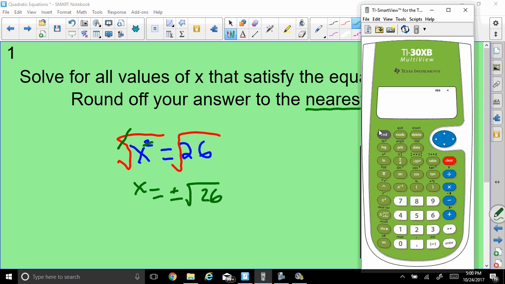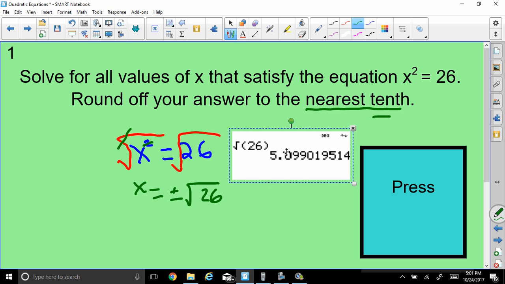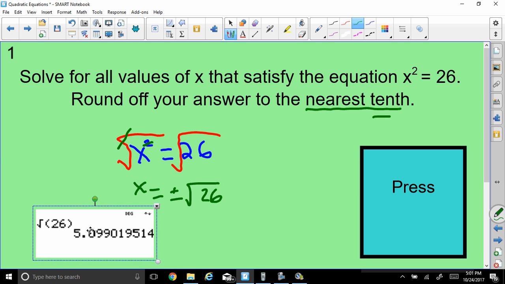Let's see, second x squared, that gives us the square root button, type 26, close your parenthesis so nothing else gets in there, press enter, and we get a big long number, 5.09, and all of that other stuff, so I'll just pull this out. So that's our answer, but it's not rounded off to the nearest tenth. If you remember, tenth is the one decimal place after the decimal. So we have 5.09, which is what we'll take as part of our answer.